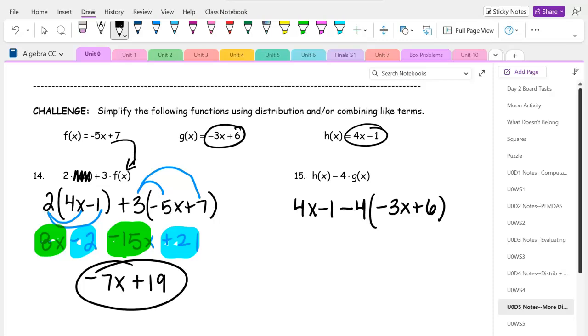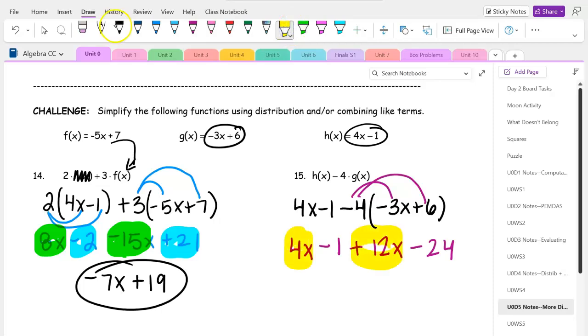Now, this first one does not have distributive property. So we're starting with the parentheses, finding the number right in front. It's not a 4, it's a -4. So we have -4 times -3x is a +12x. And -4 times 6 is a -24. And then you're just going to bring all of this down. And then we're going to combine our like terms. 4x plus 12x is 16x. And negative 1 plus a negative 24 is a negative 25.